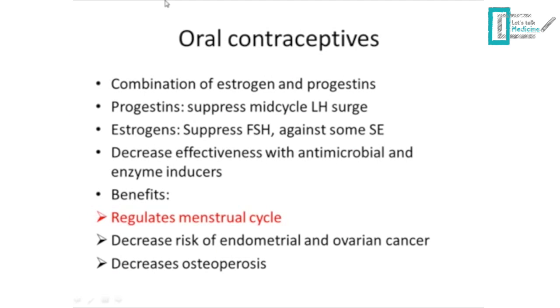Okay, oral contraceptives. This is a very important drug you need to know. Okay, so oral contraceptives, the most common are a combination of estrogen and progestins. Progestin is just a synthetic word for progesterone. Okay, so progestins suppress the mid-cycle LH surge. If we don't have an LH surge, what don't we have? We don't have ovulation. Oral contraceptives are made so we don't have pregnancies.